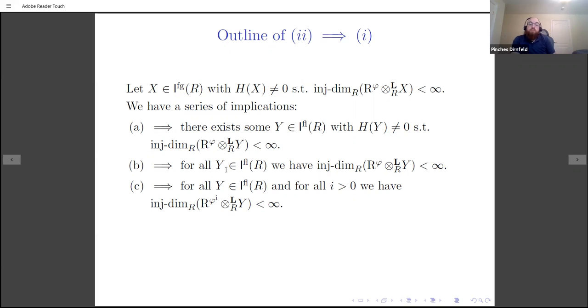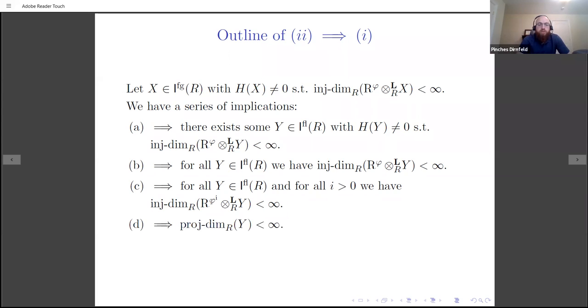So if I know that for every Y in IFLR, this derived tensor product has finite injective dimension, once I do it once, now I can forget that this Y is coming from the first ring, and now I can just look at the second ring and apply phi again. But then we still have that this R phi^2 derived tensor product with Y will have finite injective dimension. I can keep going like that. And that will show that for every Y in IFLR and every i bigger than zero, this derived tensor product with the higher powers of phi will have finite injective dimension.